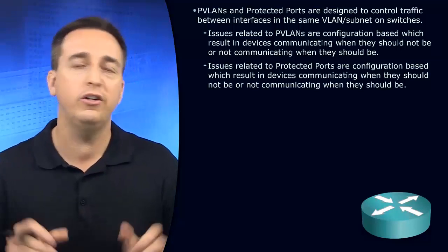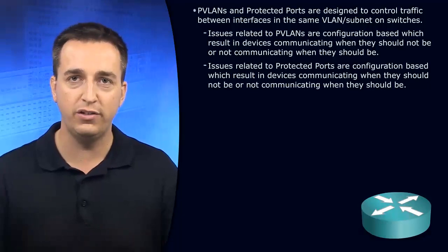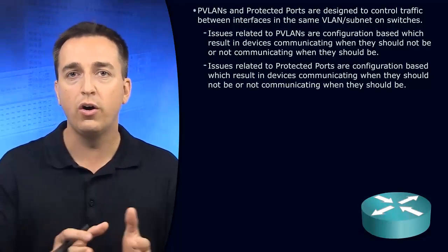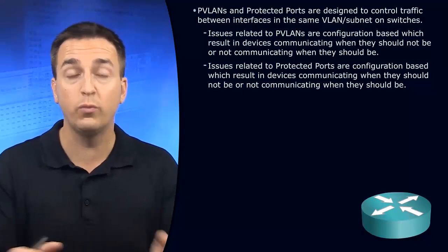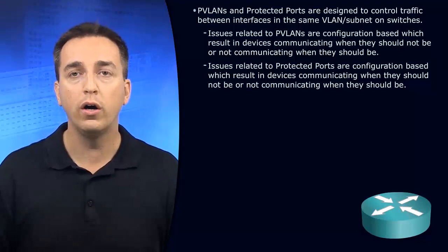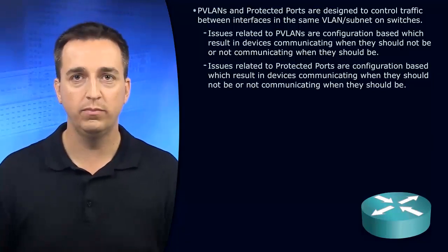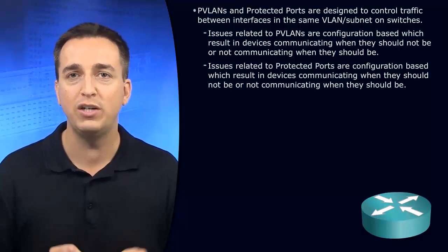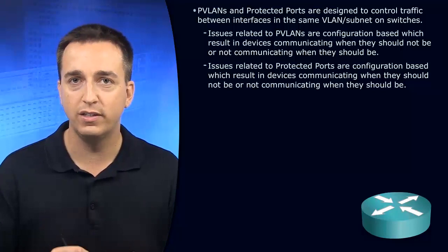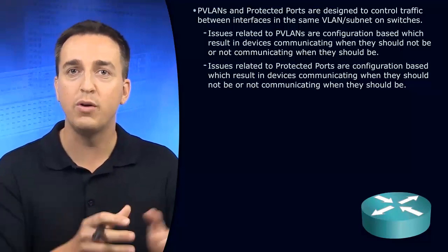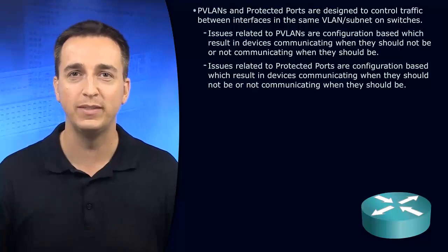But regardless of whether you're using protected ports or private VLANs, you're going to run into issues related to misconfigurations. The misconfigurations are going to result in clients being allowed to communicate with each other when they shouldn't be, or clients not being able to communicate with each other when they should be. So it's very important that you have the ability to review the configurations of protected ports and private VLANs so you can pinpoint where you made your mistakes and fix them.